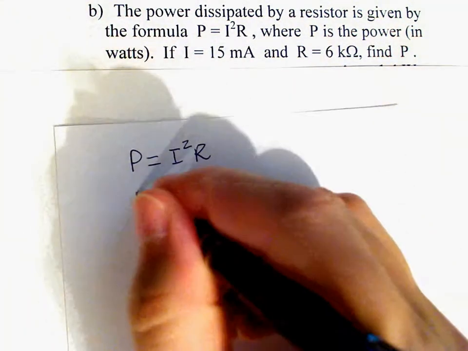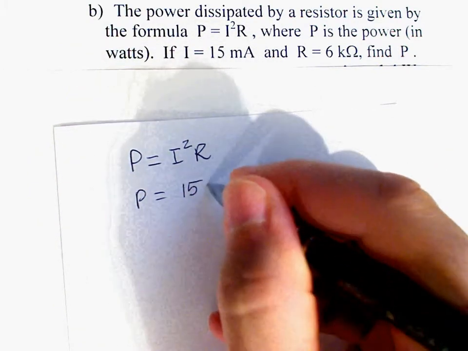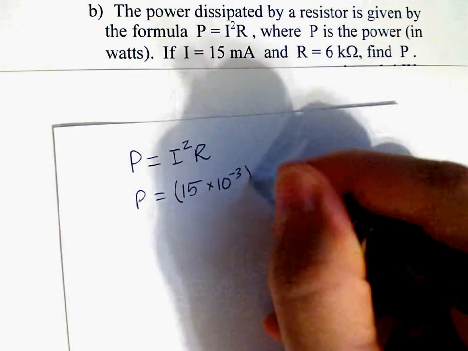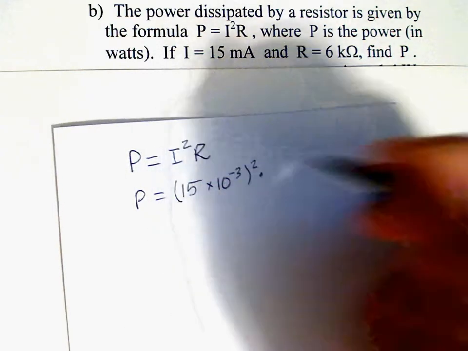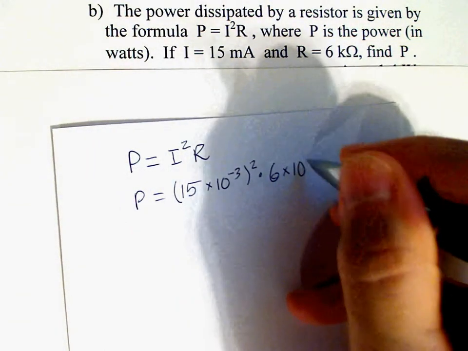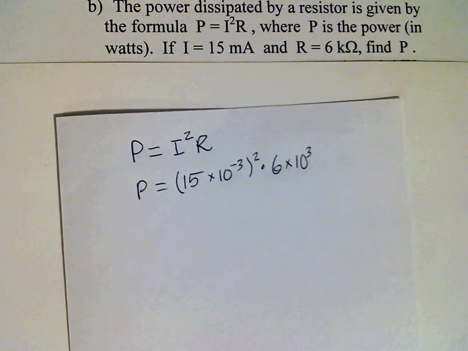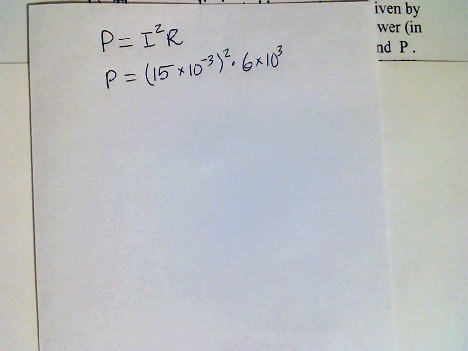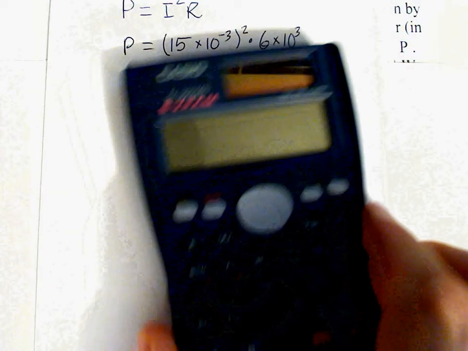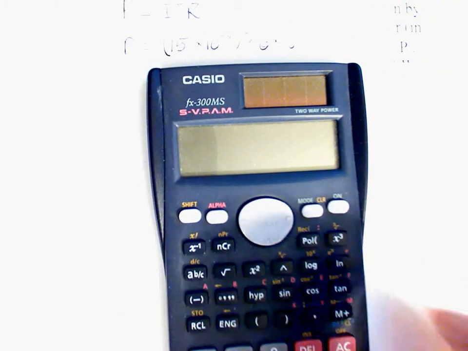P is equal to I squared R. In this case, I is 15 milliamps, so we have 15 times 10 to the negative 3. That has to be squared, and then we have to multiply that by 6 times 10 to the third. So maybe we should use the calculator here.